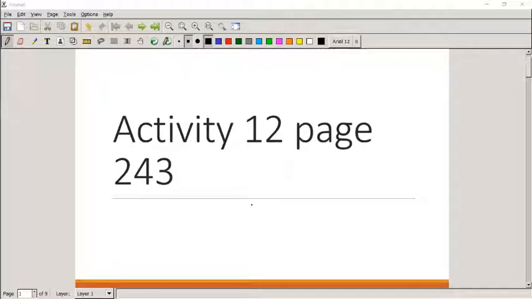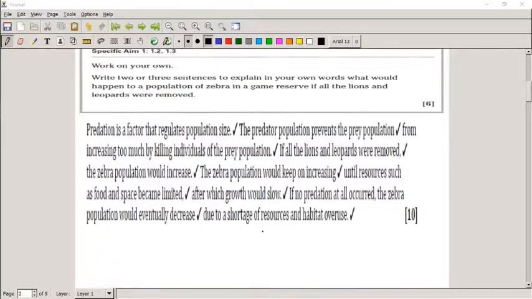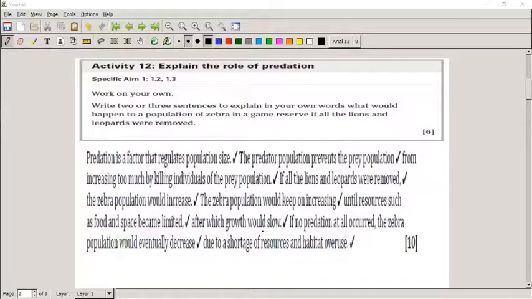Okay, so the activity that was given yesterday was activity 12 from page 243. The activity asks, write two or three sentences to explain in your own words what would happen to a population of zebra in a game reserve if all the lions and leopards were removed. Okay, so first thing you're thinking of, the lions and the leopards, they are predators, so predation.